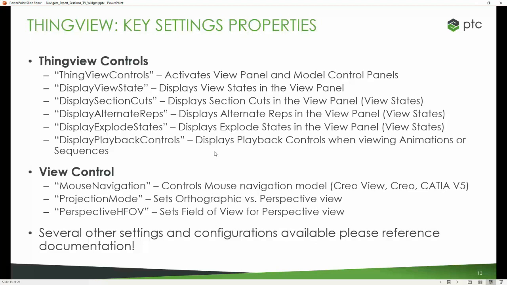Display alternate reps, or display simplet reps for some of our Creo friends, is for displaying simplified representations that have been authored into the CreoView data. Again, typical practice is that these simplified representations will get activated through a view state. But if you'd like to expose those directly to the user, you can simply enable the display alternate reps option. Display explode states, similar to alternate reps and section cuts, is another aspect of something controlled by the combine state. You can also display the explode states if you'd like users to be able to activate them separately.